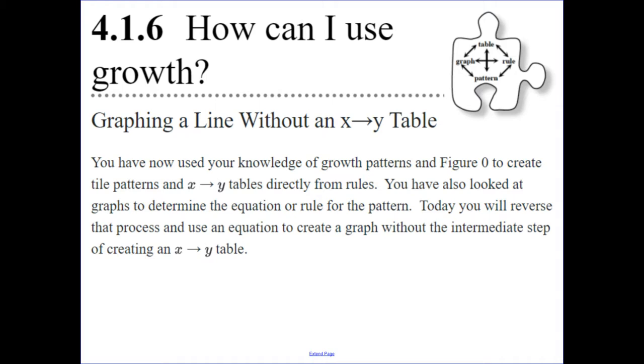You have now used your knowledge of growth patterns and figure 0 to create a tile pattern and XY tables directly from rules. So if I give you a rule, you should be able to make a table pretty quickly without having to actually plug in values. You should also be able to create a tile pattern from a rule. You have also looked at graphs to determine the equation of a rule or a rule for the pattern. Today you will reverse the process and use the equation to create a graph without the intermediate step of creating an XY table. So that's the challenge: we're going to go from tables, from graphs, equations directly to graphs and back and forth, okay?